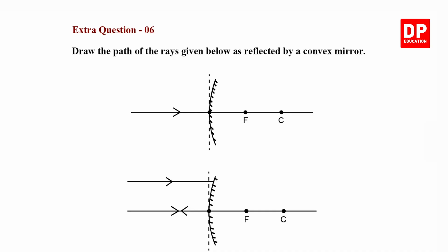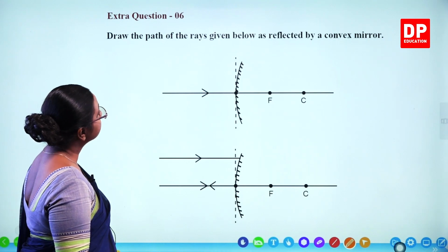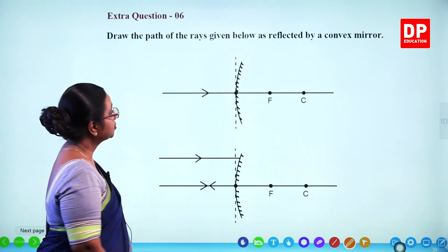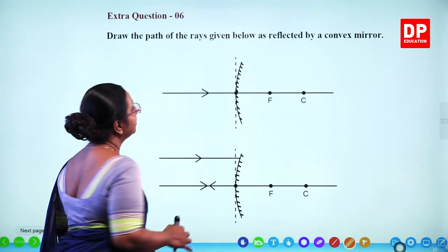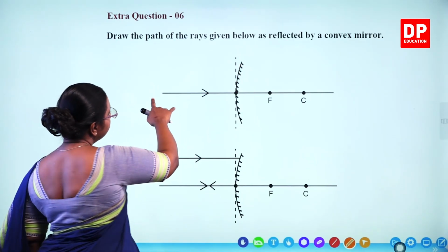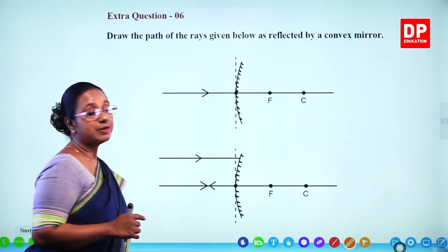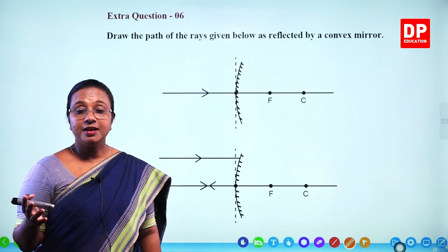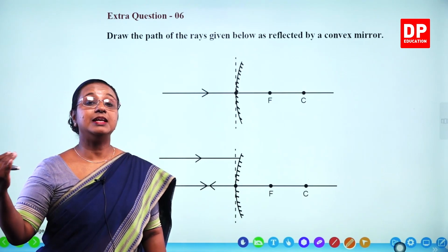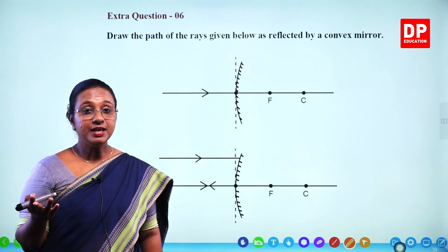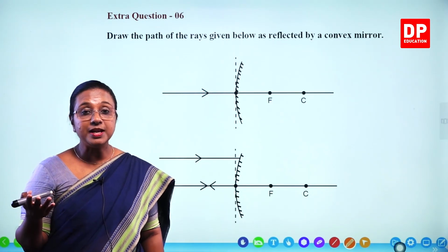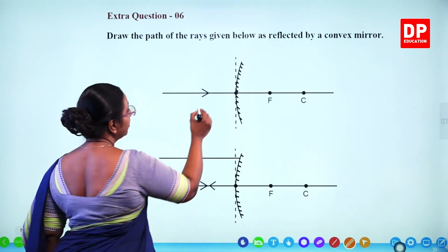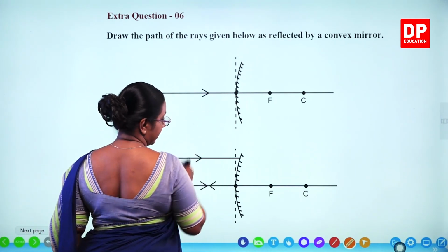Extra question 6. Draw the path of the rays given below as reflected by a convex mirror. So what we have here is a convex mirror. So the first one you can see that is coming along the principal axis. What happens to that ray? That reflects in the same path. Why? Because that is perpendicular to the surface of the mirror. So therefore, it reflects back in the same path.